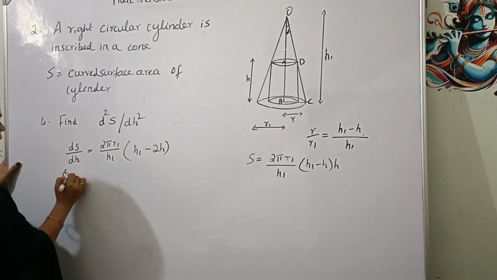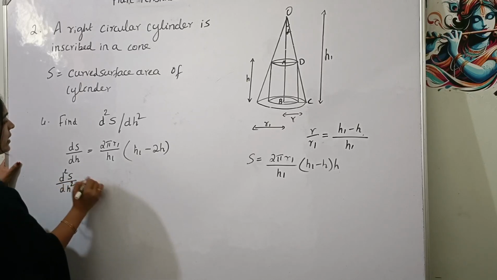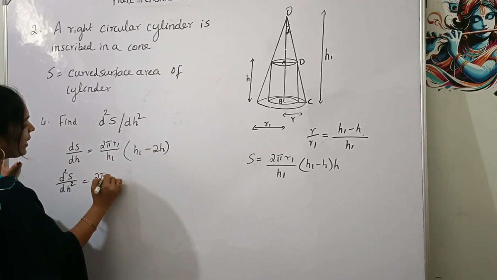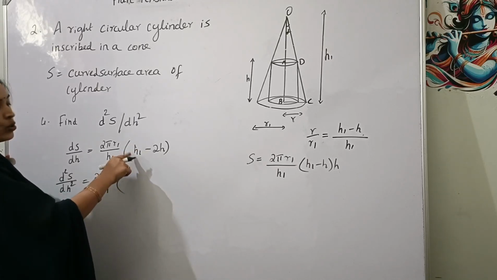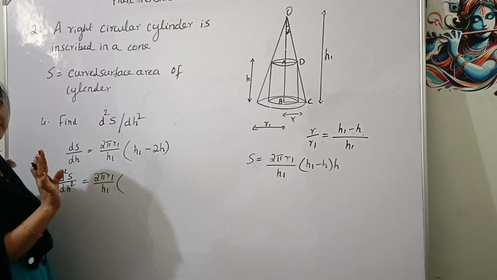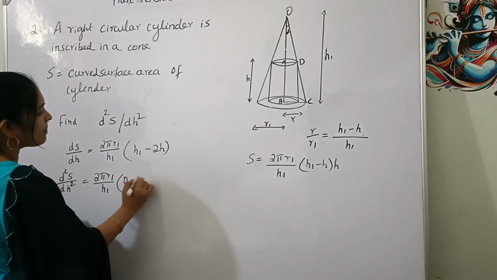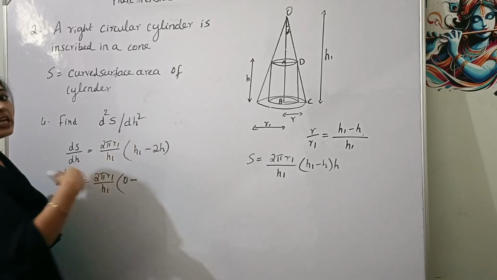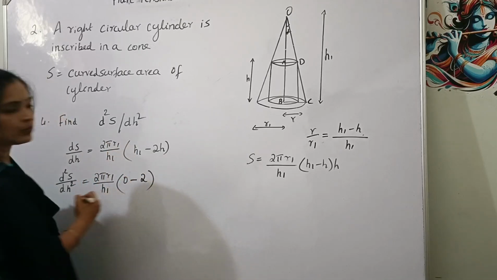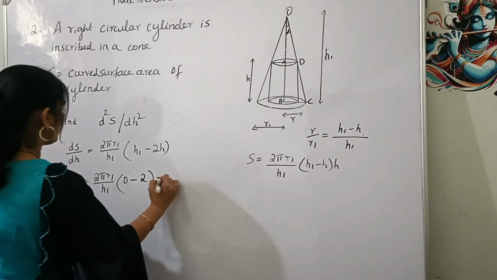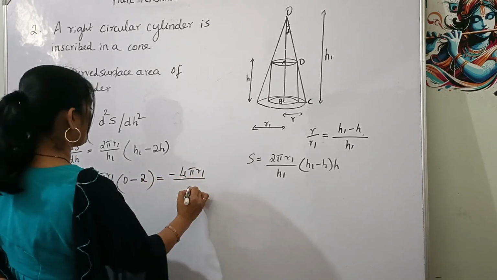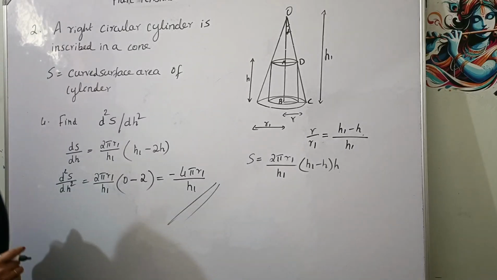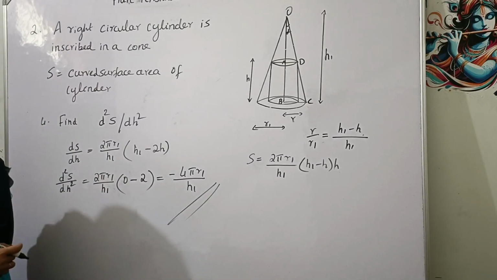That is d square S by dH square is equal to the constant 2 pi R1 divided by H1 into, it is also constant, right? So the derivative of this H1 with respect to H is 0, right? So it is 0 minus the derivative of 2H with respect to H, which is 2. That is equal to minus 4 pi R1 divided by H1. That is the answer: d square S by dH square is equal to minus 4 pi R1 divided by H1.